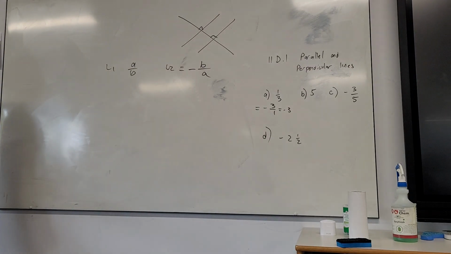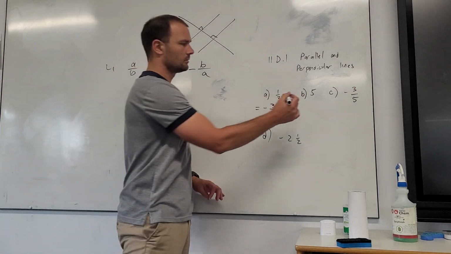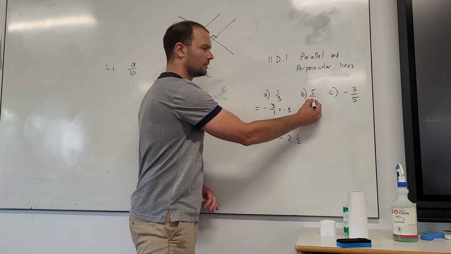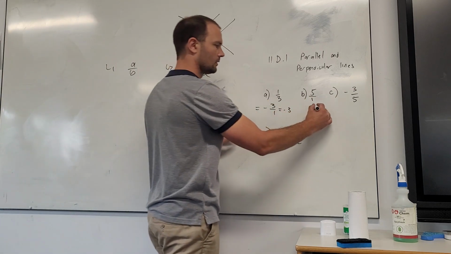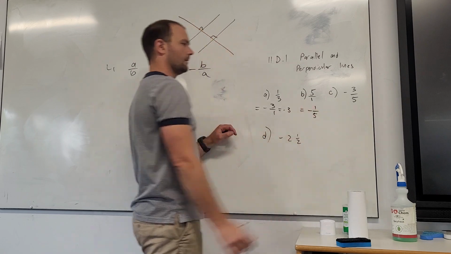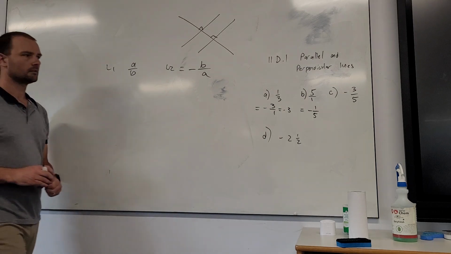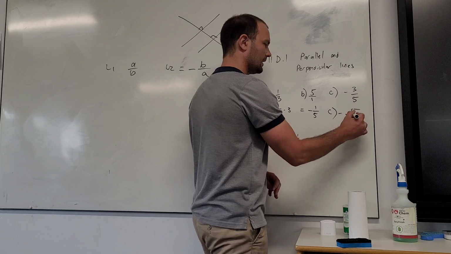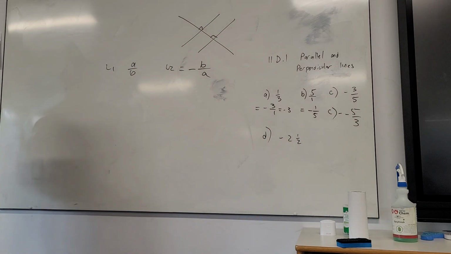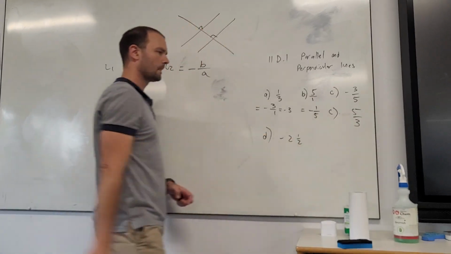What about 5? 5 isn't a fraction, but we can easily make it a fraction. 5 on top of 1. Now it's a fraction. We can flip it and put the negative in front of it. Okay, C. Repeat the process, flip it, and we put a negative in front of it. Now we've got two negatives. Two negatives make it positive, so we can disregard the negative in that circumstance.